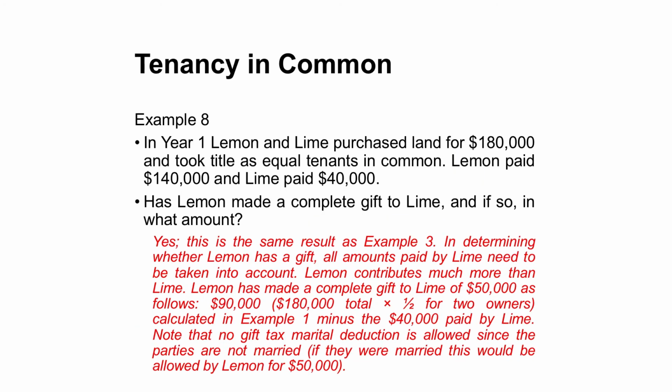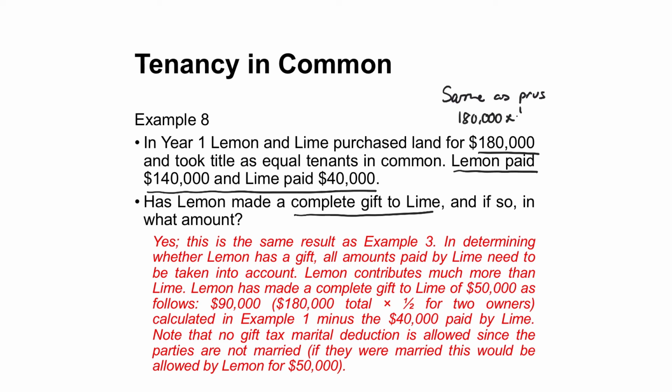Okay, example 8. In year 1, Lemon and Lime purchased land for $108,000. What if Lemon pays $140,000 and Lime paid $40,000? Is it a complete gift to Lime? And if so, in what amount? So this is the same as the previous problem we saw. We remember $108,000 times 1/2 is $90,000. So Lime should contribute $90,000. Lime contributes $40,000. So that means that the $50,000 amount is contributed by Lemon, and that $50,000 amount is going to be a gift to Lime. So that's the same result we saw when it was a joint tenancy. And again, there's no marital deduction allowed.